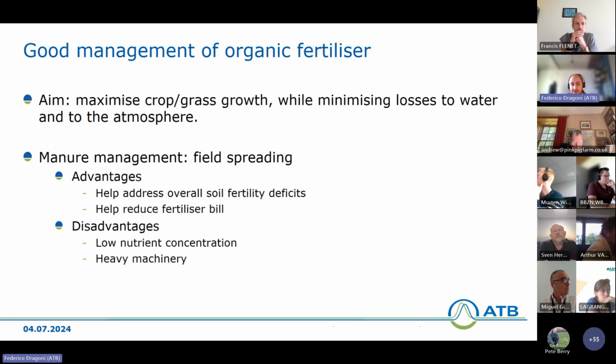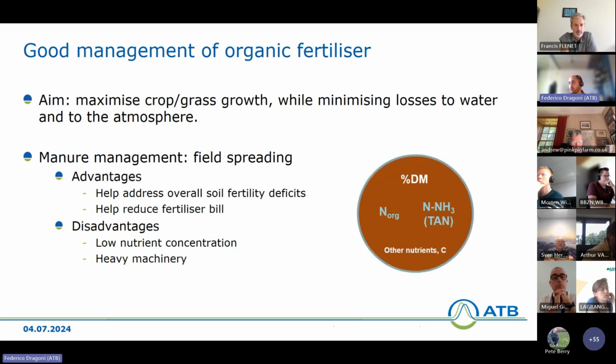Although the distribution, the spreading of these materials is not as easy as the distribution of chemical fertilizers, mostly owing to the low nutrient concentration that usually requires the use of heavy and also expensive machinery. But on the other hand, these materials can help you address overall soil fertility deficits thanks to the contents of other nutrients and carbon. And especially in an animal farm, it's something you have to do anyway.